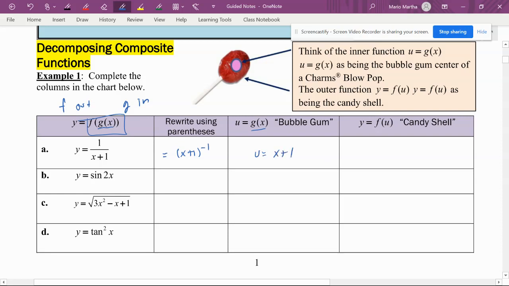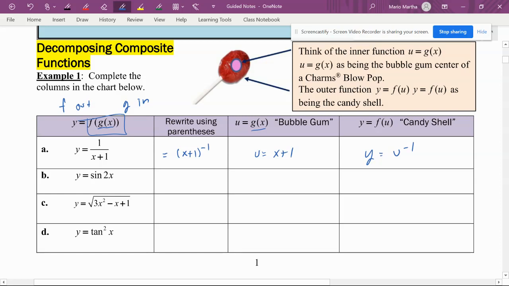And then the outer function, which is our y equals f of u, right? So pretty much our outer function, if you were to cover this up, right? The outer function is just u to the negative 1. So u to the negative 1. This is still x plus 1. All right.